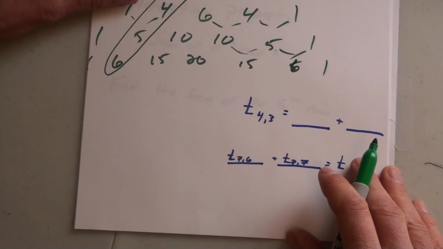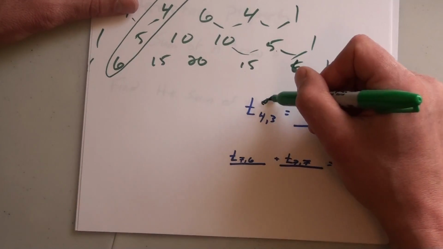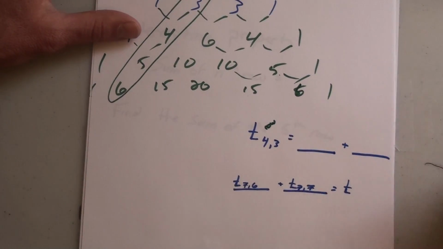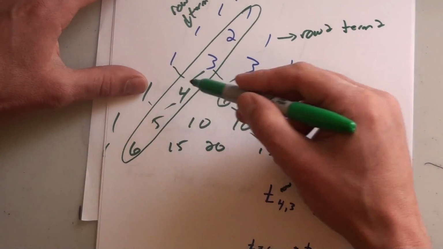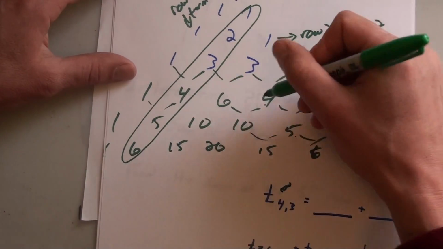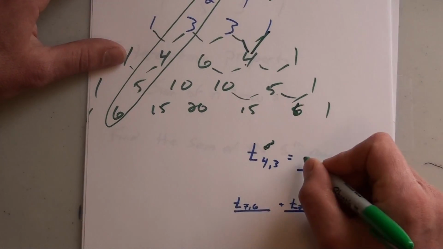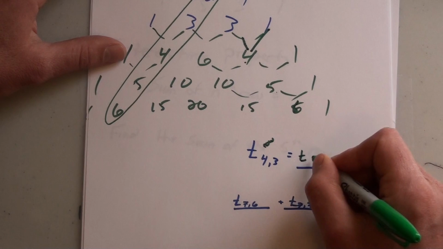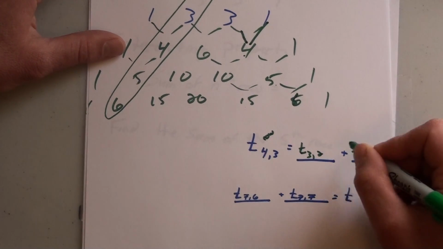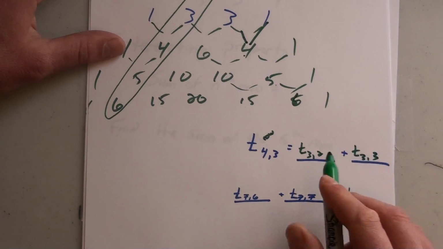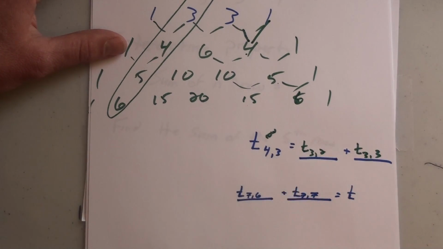First couple of questions we're going to have is, for example, what term, row 4, term 3 came from what two previous ones? So row 4, term 3 came from these two previous ones, which were term row 3, term 2, plus term row 3, term 3. You added those two up, you got the term row 4, term 3.